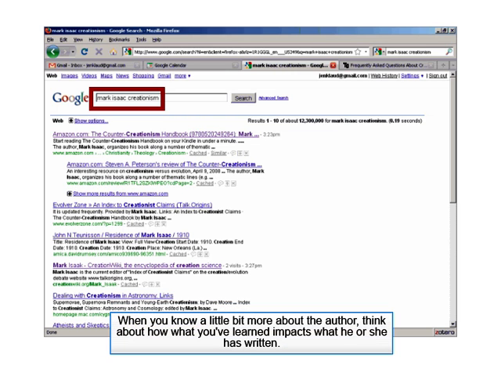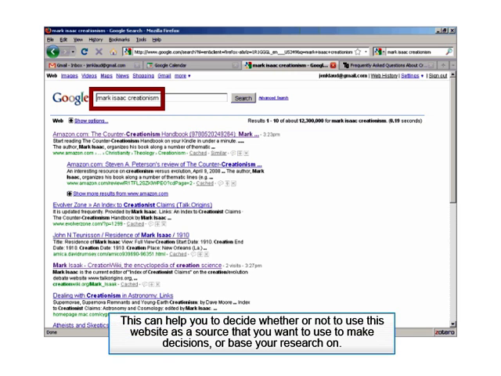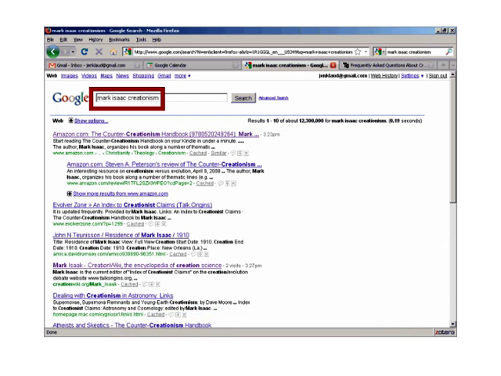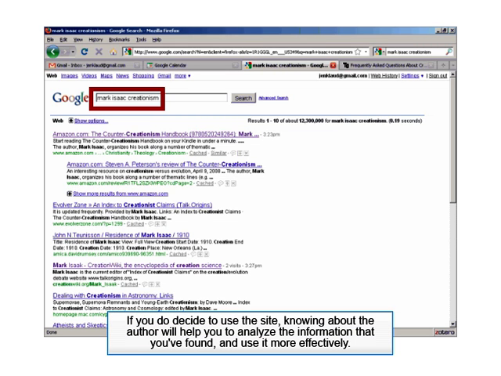When you know a little bit more about the author, think about how what you've learned impacts what he or she has written. This can help you to decide whether or not to use this website as a source that you want to use to make decisions or base your research on. If you do decide to use the site, knowing about the author will help you to analyze the information that you've found and use it more effectively.